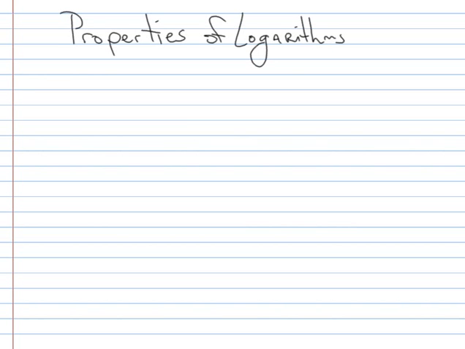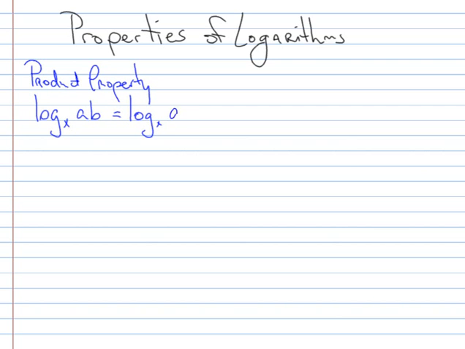Okay, looking at our properties of logarithms, our first one we're going to look at is the product property. Product property of logarithms. And this one says that if I have the log base x of a times b, that is equal to the log base x of a plus the log base x of b. Remembering that x is not equal to 1.